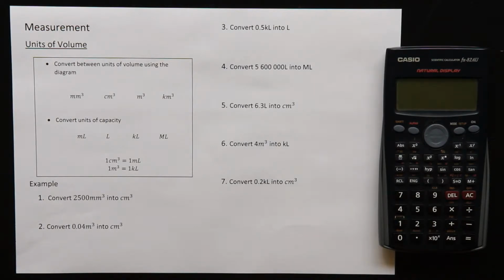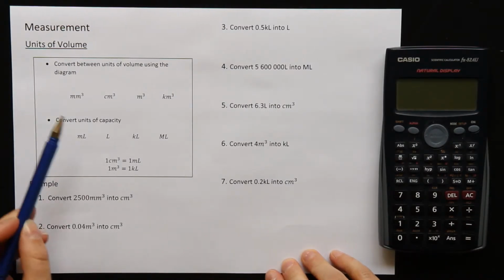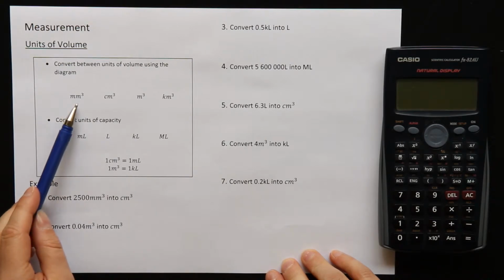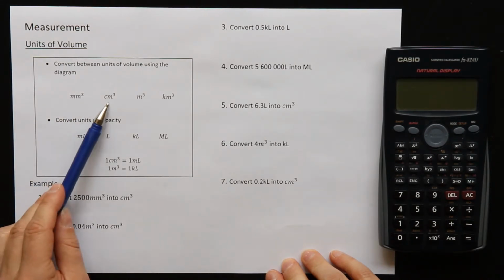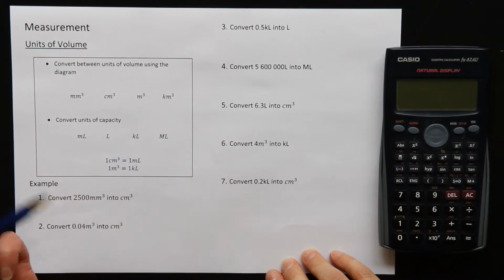Today we're going to look at some units of volume in our topic of measurement. So to start with, we need to be able to convert between these units of measurement: millimeters cubed, centimeters cubed, meters cubed and kilometers cubed.